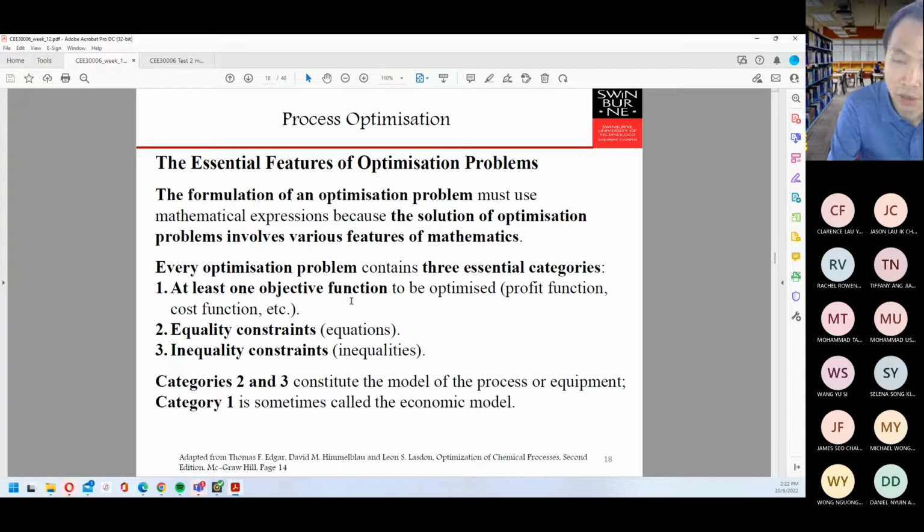At least one objective function. We will have equality constraints and also inequality constraints. So categories 2 and 3 normally constitute the model of the process or equipment. Category number 1 is called the economic model.